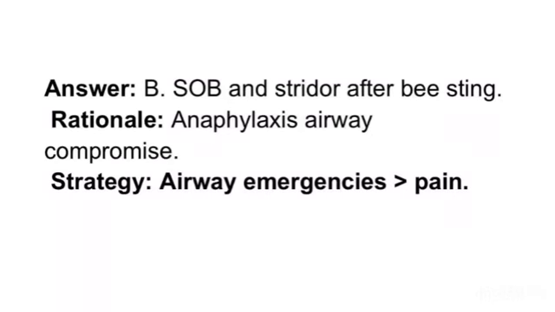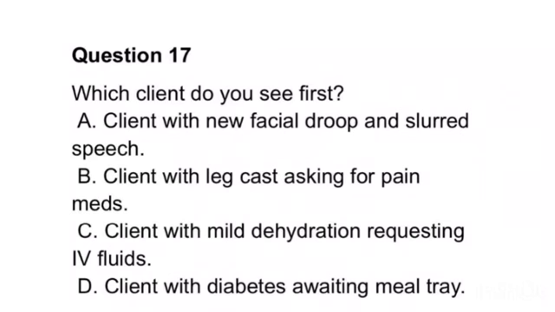Question 17. Which client do you see first? A. Client with new facial droop and slurred speech. B. Client with leg cast asking for pain meds. C. Client with mild dehydration requesting fluids. D. Client with diabetes awaiting meal tray. Answer: A. New stroke symptoms. Rationale: time-sensitive intervention for stroke. Strategy: sudden neuro change equals priority.